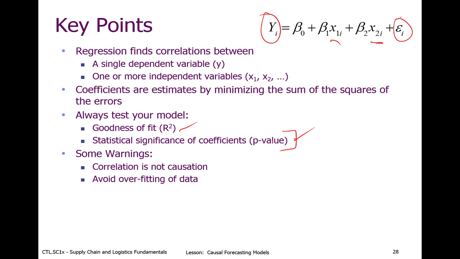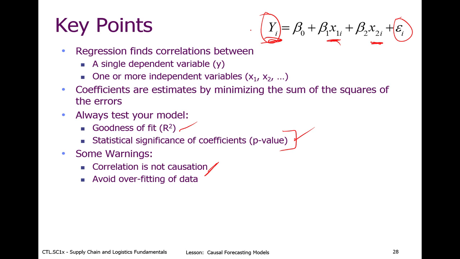Some warnings though. Whenever you do regression, you need to make sure and understand that what you're doing is you're finding mathematical correlations between these independent variables and one dependent variable. You're not finding causation. Even though you think, the school's in session, that's going to drive sales, you're just finding a correlation. It might have nothing to do with it. It might be something totally unrelated.